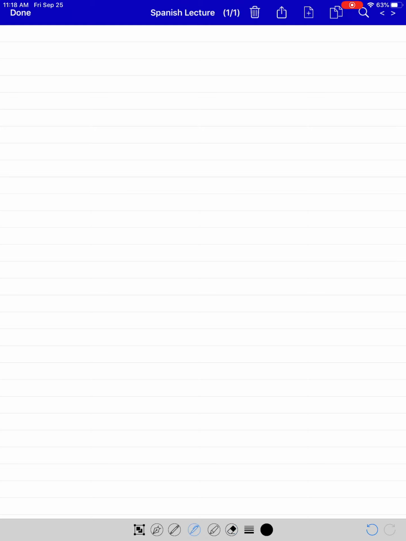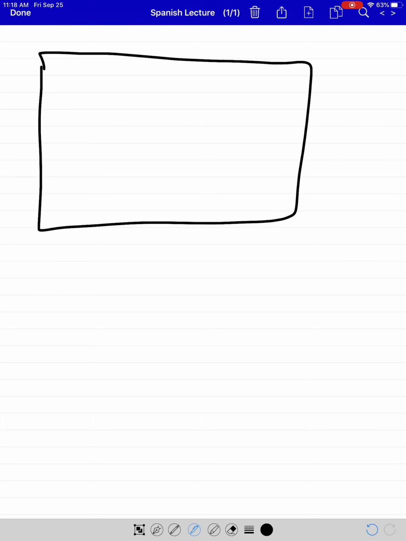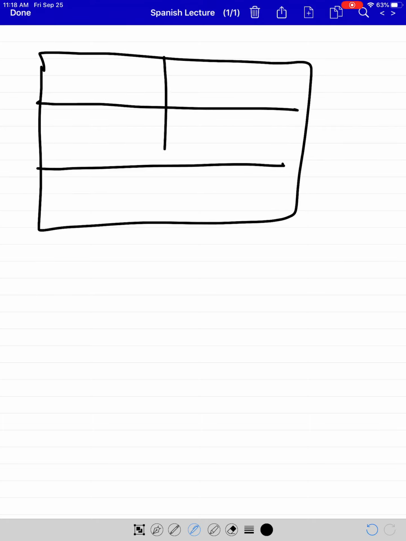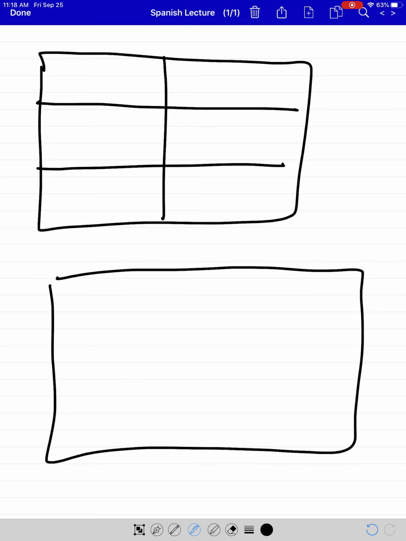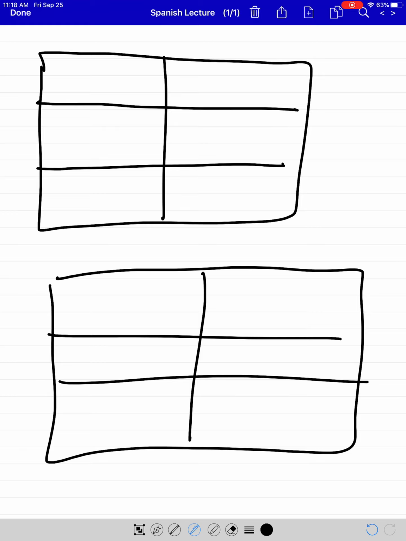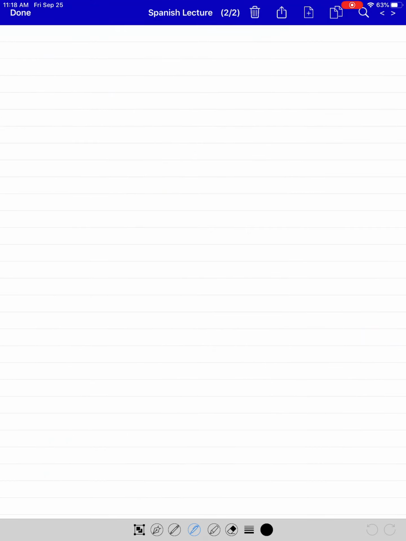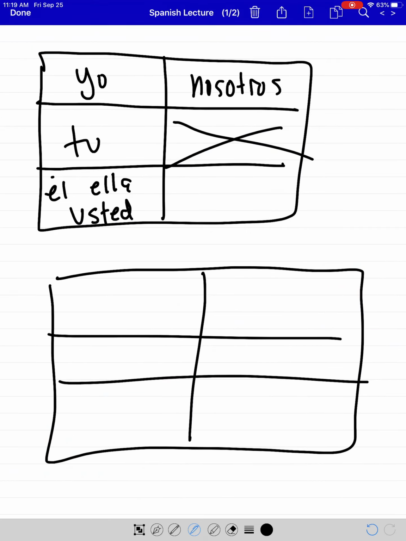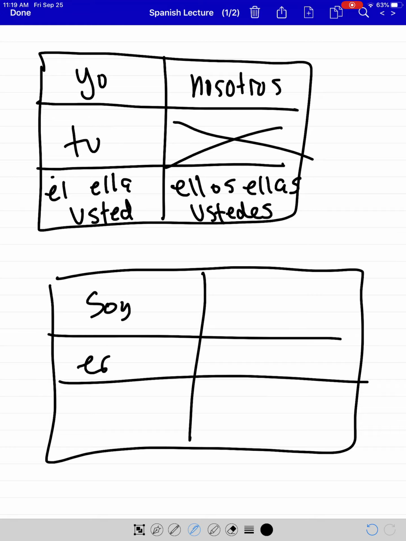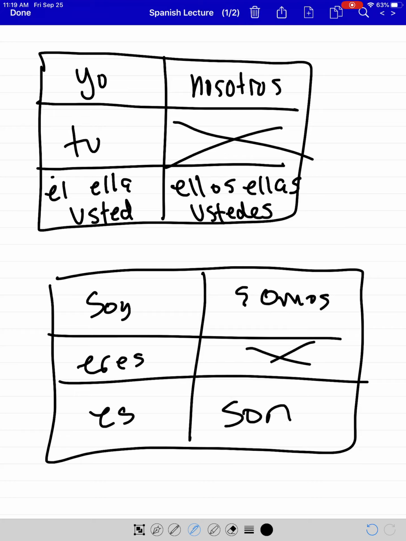Obviously, most important things are that we need to memorize those charts because they're going to stick with you for the rest of your Spanish career. They will always be there, especially the nouns. Yo, tú, él, ella, usted, which I will teach you next week. Nosotros, vosotros. What did I do? Vosotros. Ellos, ellas, ustedes, soy, eres, es, somos, sois, and son.